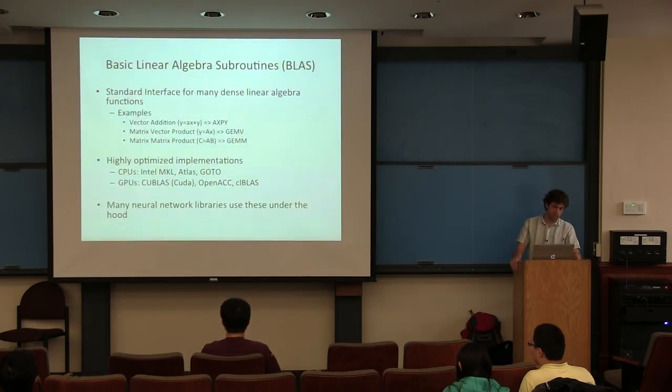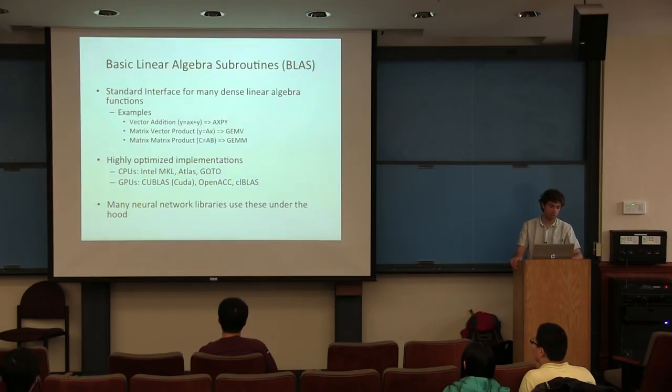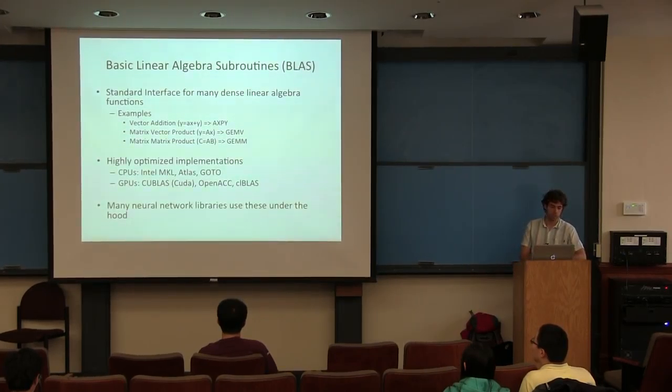One way to take advantage of this is to use what's called BLAS. This is a pretty common interface used in the high-performance computing area. Basically, it's a bunch of highly optimized functions for doing linear algebra. Some examples would be vector addition, a function called AXPY, matrix vector products, which is GEMV, and matrix products, which are GEMM. And there's a whole bunch of different implementations for this, for different architectures.